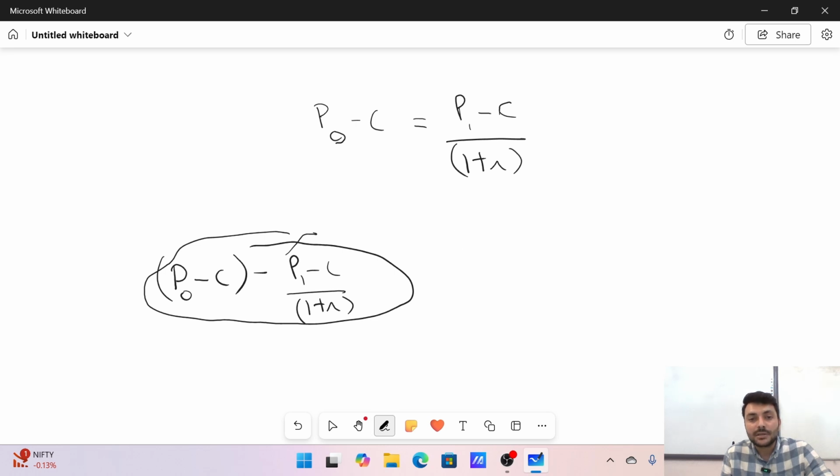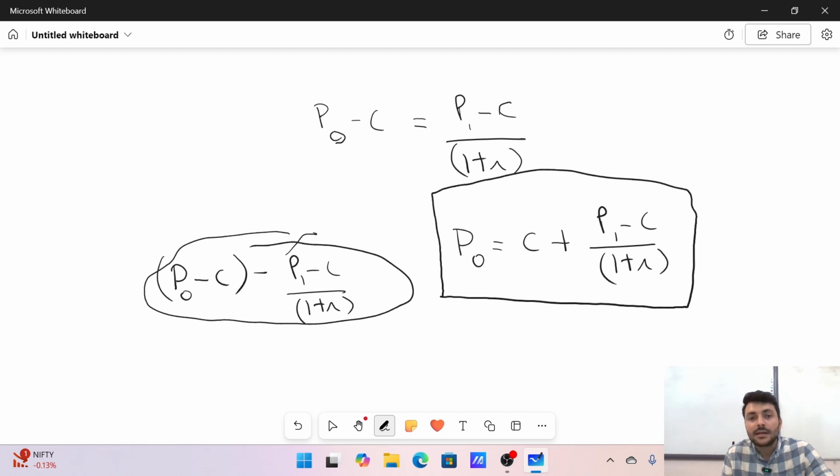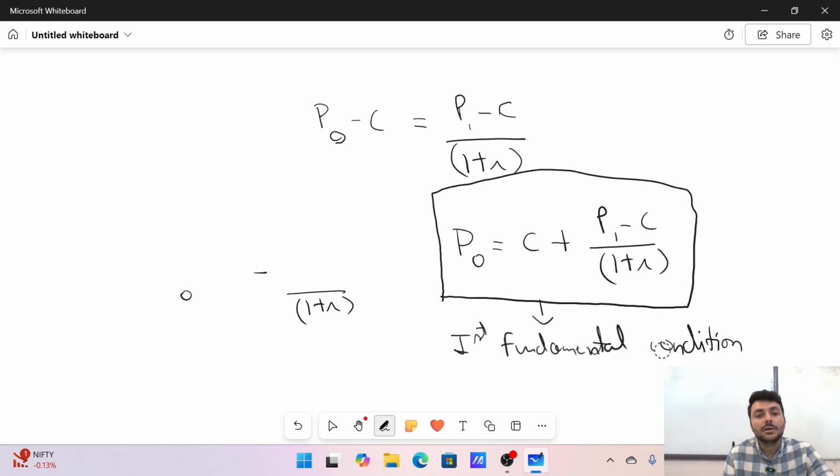Making certain adjustments to this equation, we have P0 equals C plus (P1 minus C) divided by (1 plus R). We are taking this minus C to the right hand side. So what we get here is the first fundamental condition for optimization of exhaustible resource.